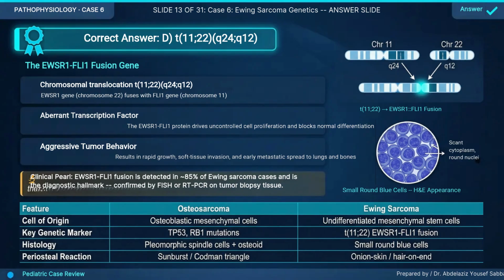This fusion is detected in approximately 85% of Ewing sarcoma cases and is confirmed by fluorescence in situ hybridization or reverse transcription polymerase chain reaction on tumor biopsy tissue.